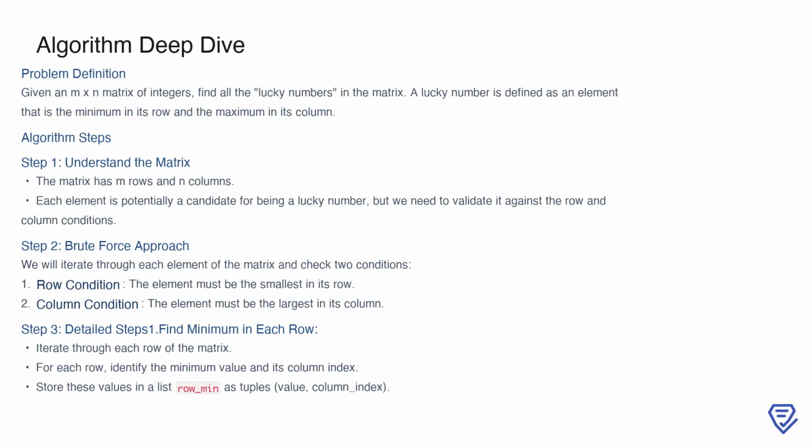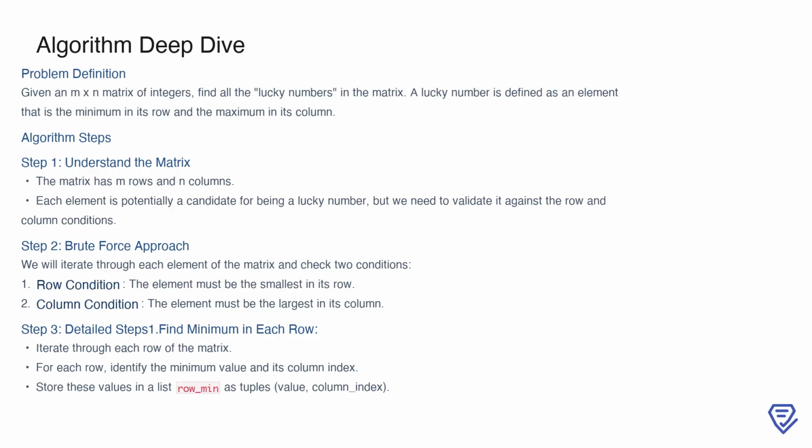In this problem, we are tasked with finding lucky numbers in a matrix. A lucky number is defined as an element that is both the smallest value in its row and the largest value in its column. To solve this, we begin by understanding the structure of the matrix. It has m rows and n columns, and any element could potentially be a lucky number. However, to validate this, we need to ensure it meets both the row and column conditions.